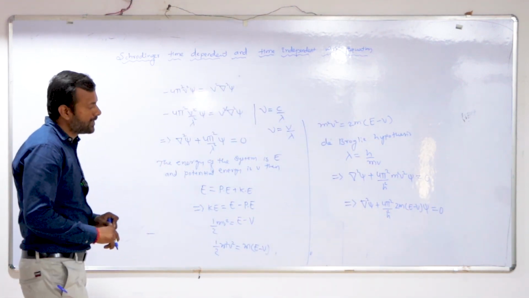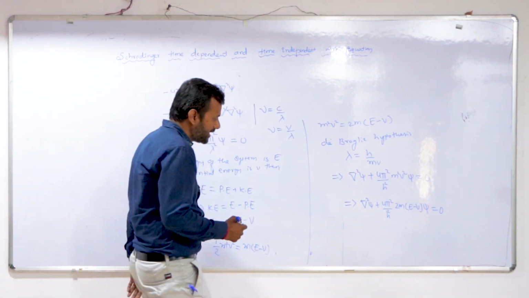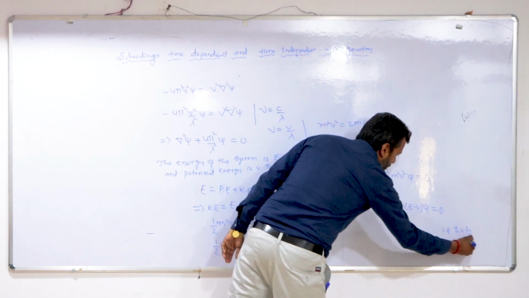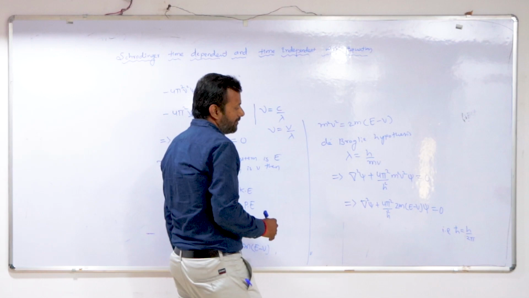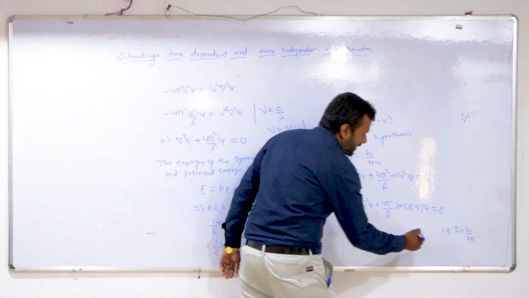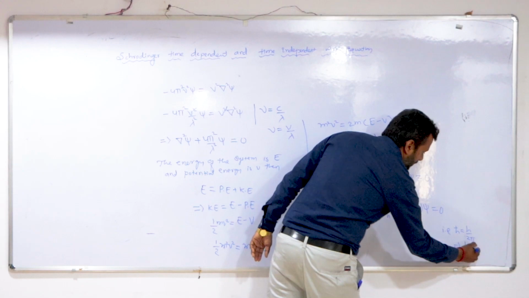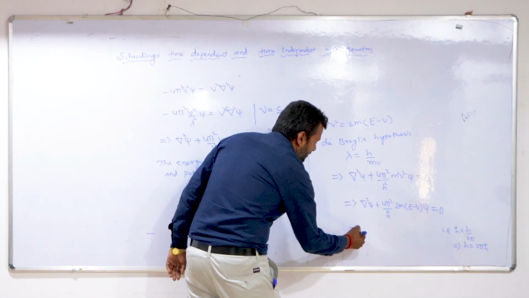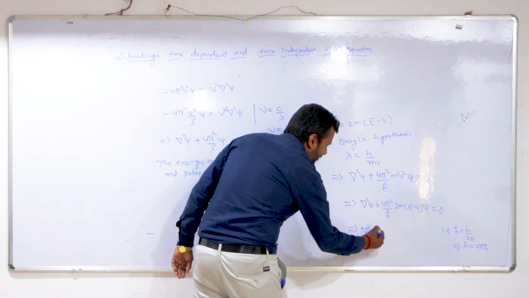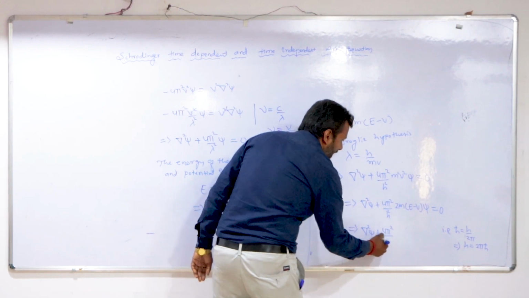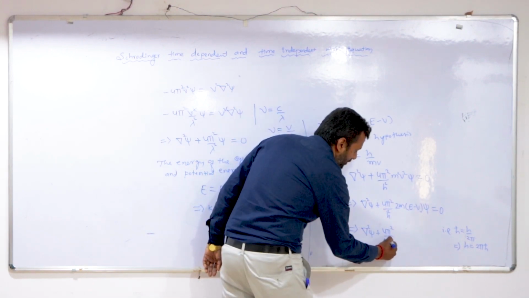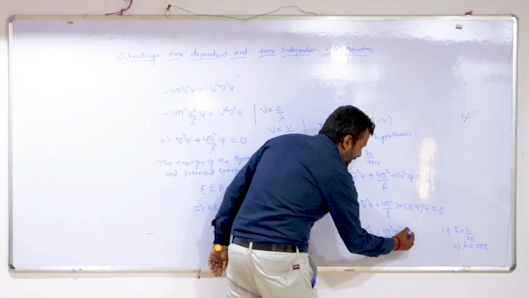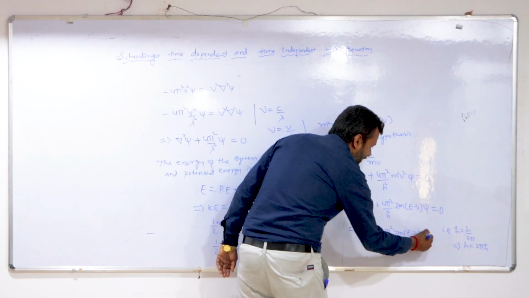One more point: we know that h cross is the limiting value of h, that is h cross equals h by 2 pi. So we replace h with h cross; h equals 2 pi h cross. This implies del square psi plus 4 pi square by 4 pi square h cross square times 2m(E minus V) psi equals 0.